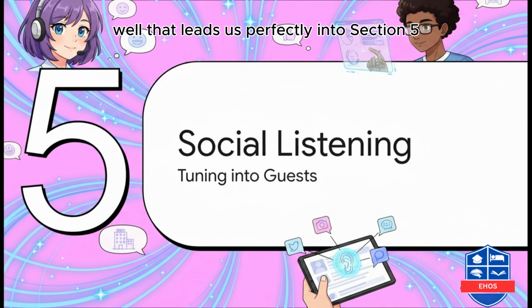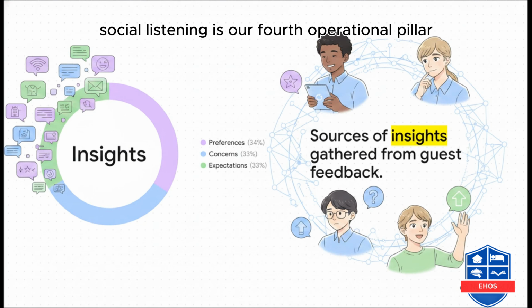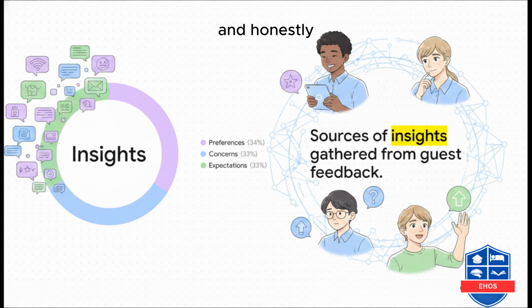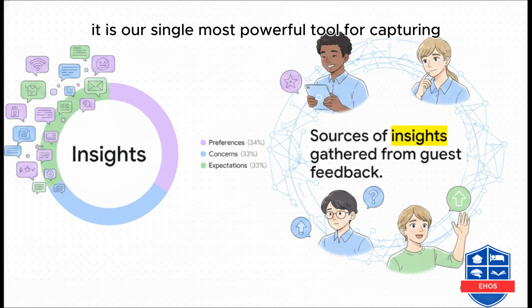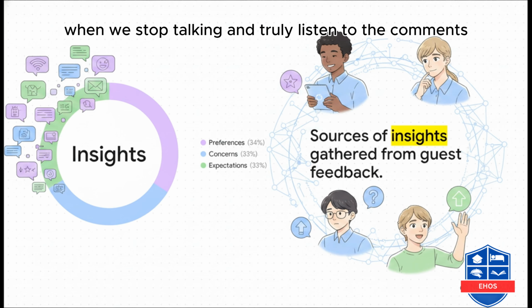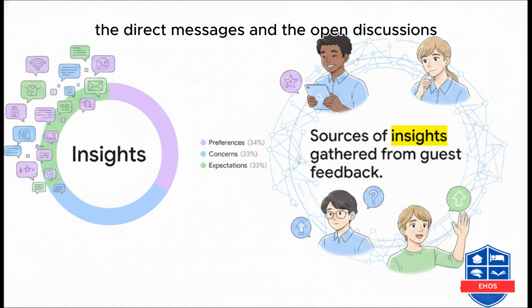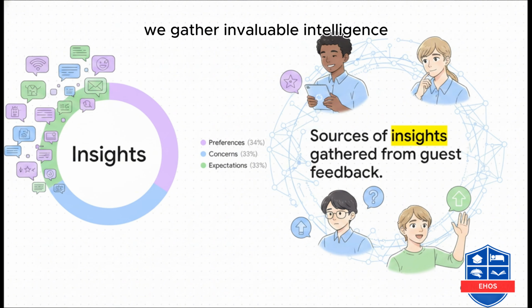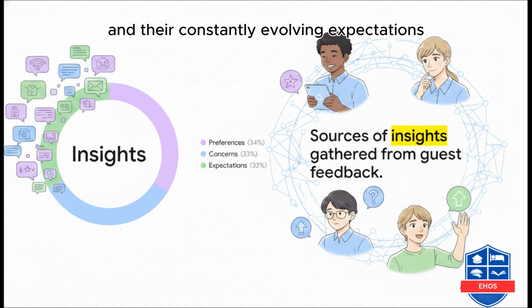Well, that leads us perfectly into Section 5, the power of social listening, or tuning into the guest's voice. Social listening is our fourth operational pillar, and honestly, it is our single most powerful tool for capturing real-time feedback. When we stop talking and truly listen to the comments, the direct messages, and the open discussions, we gather invaluable intelligence. We get insights into three main things: our guests' unique preferences, their immediate concerns, and their constantly evolving expectations.